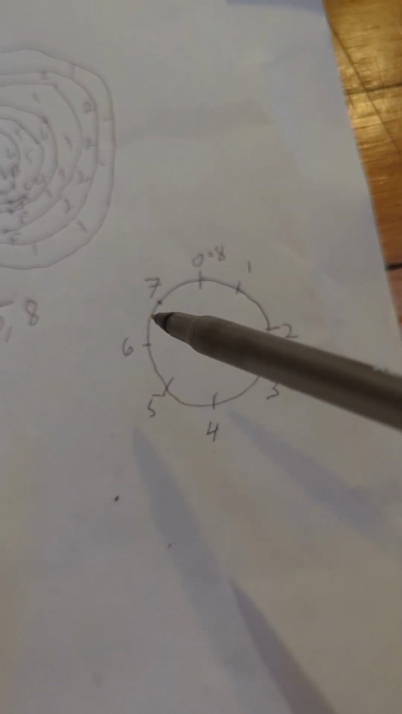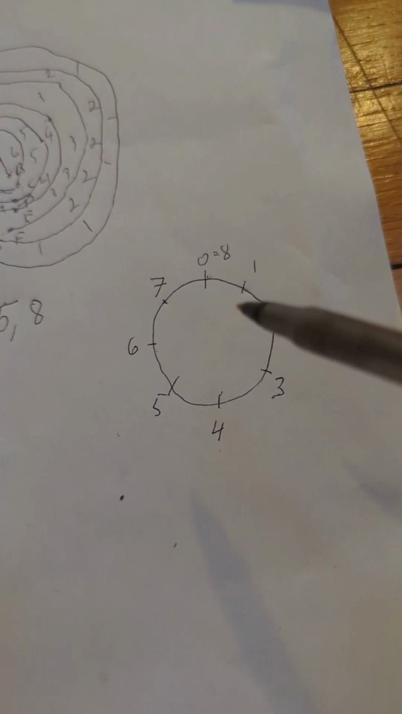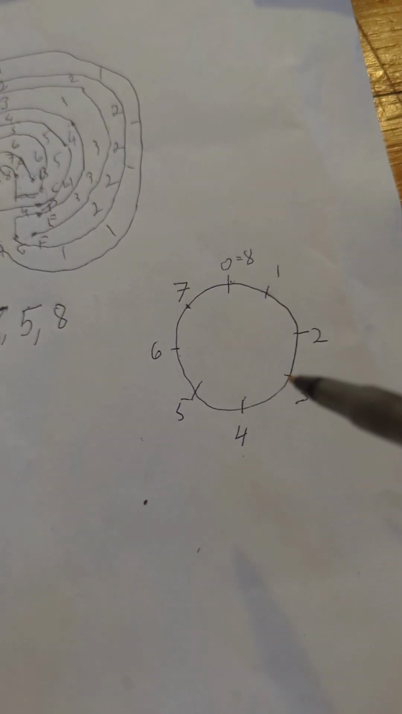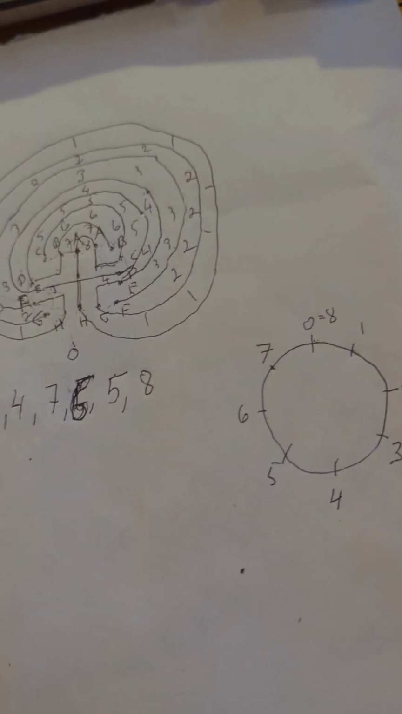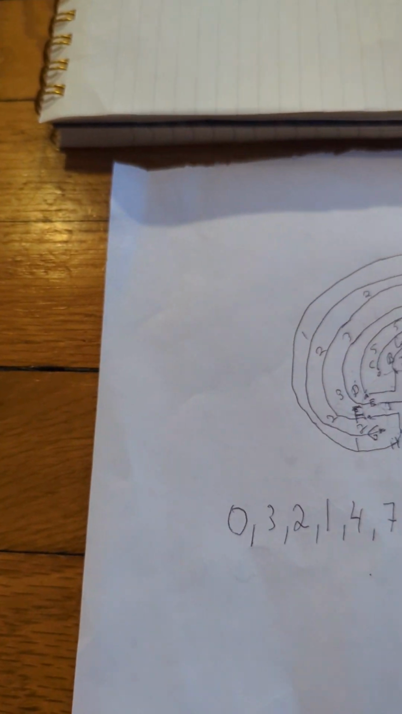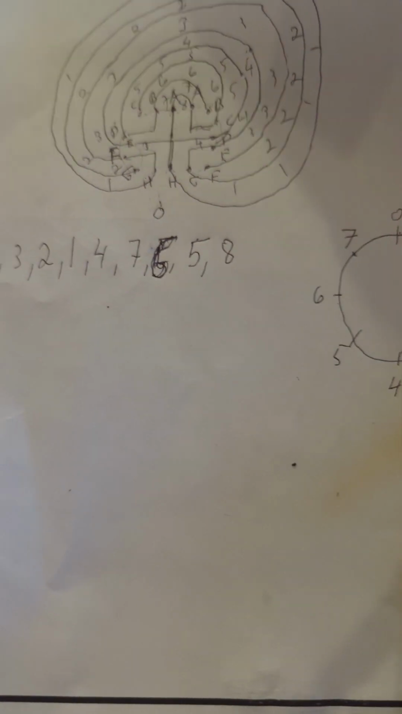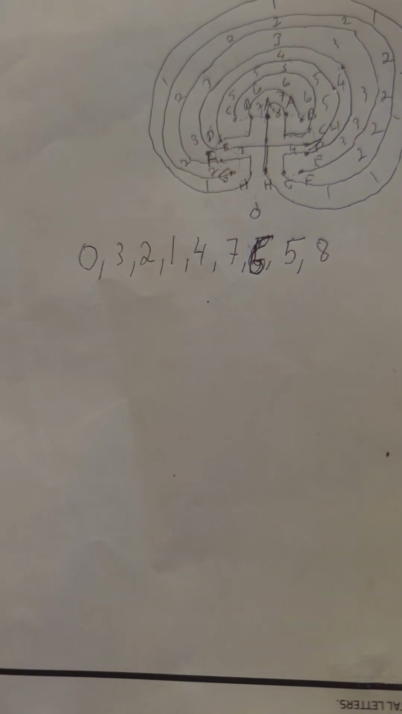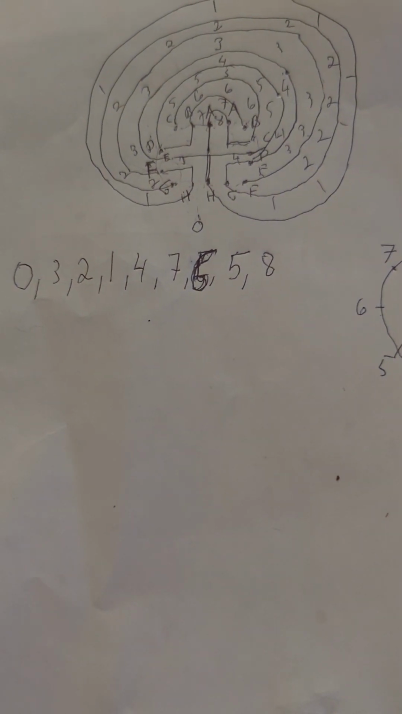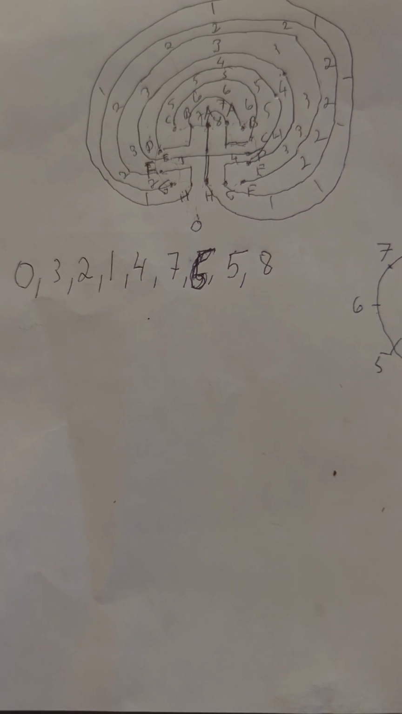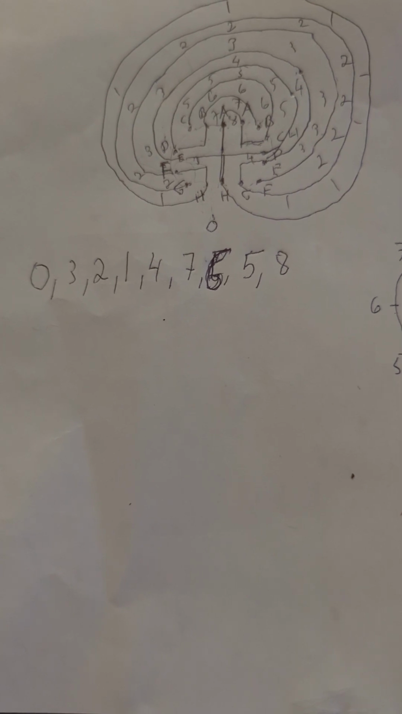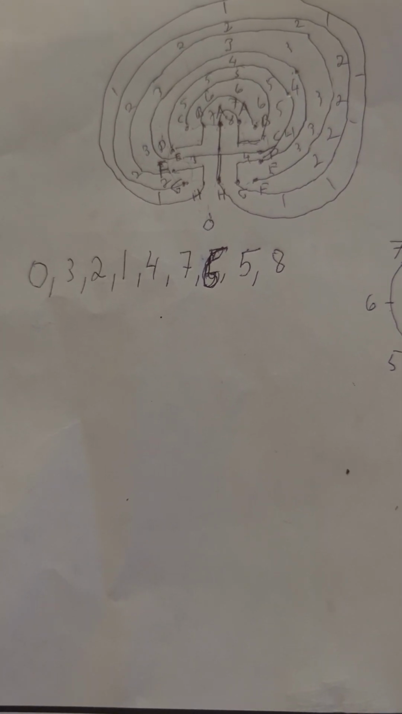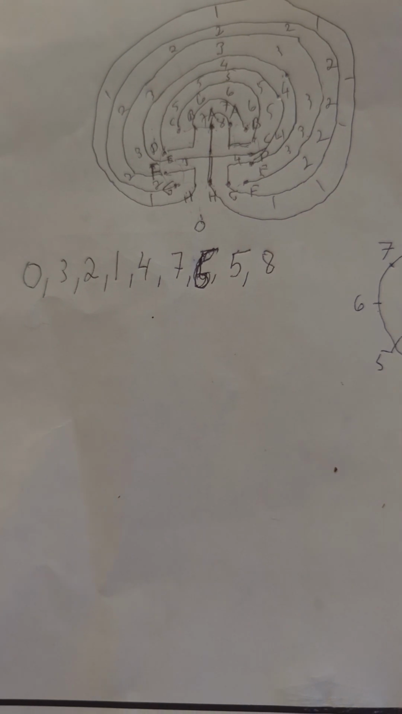So 7, 5, 3, 1. Go to the left. To the right, 0, 2, 4, 6. Okay? So you can look at this as an interesting connection between the left and the right brain, because the left brain is the numbers, the sequence, and the right brain is the picture.